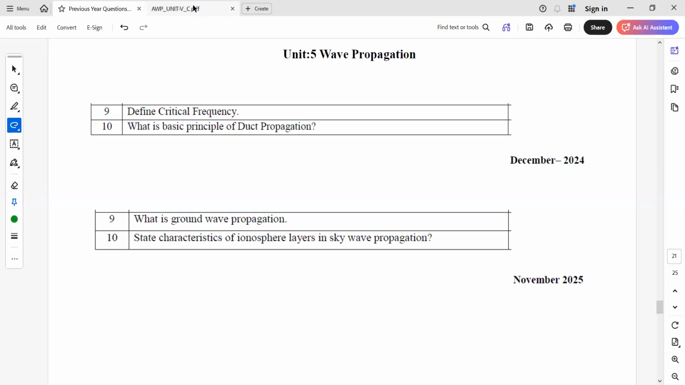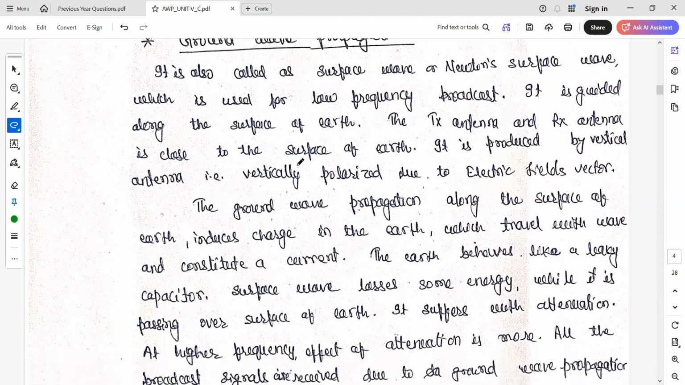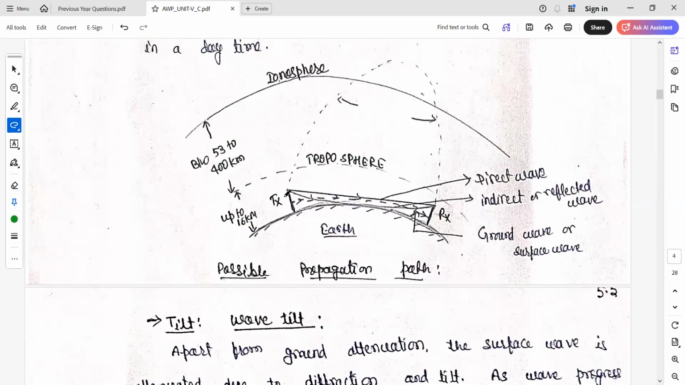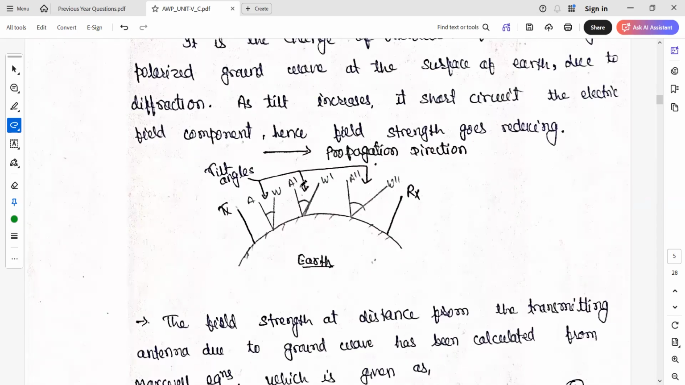What is ground wave propagation? In ground wave propagation, the wave propagates with the help of the surface of the earth. When it is moving away from the source, you'll see that the tilt angle is going to increase, so the wave propagates around the surface. Sometimes a question may be asked: what is the tilt angle? That is the deviation. When you are moving from the transmitter to the receiver side, this angle is going to increase. That is called the tilt angle.